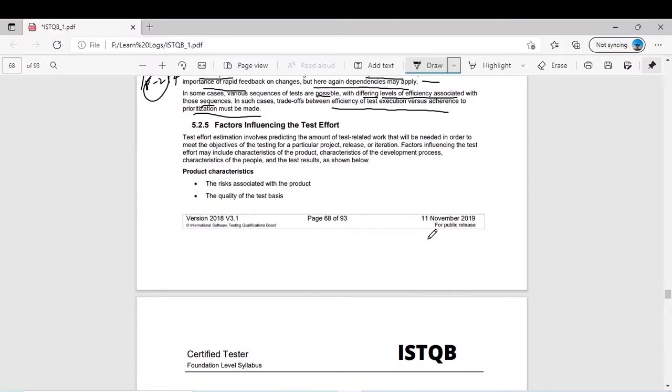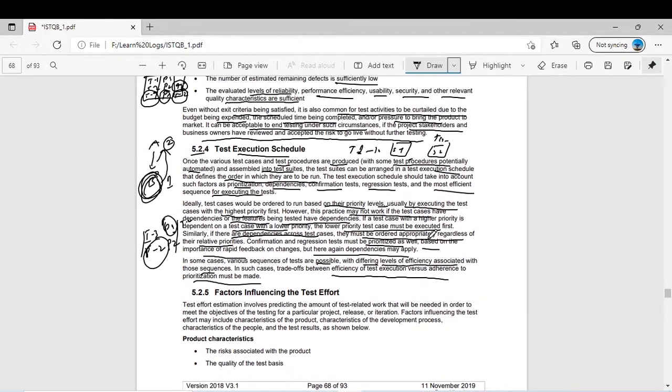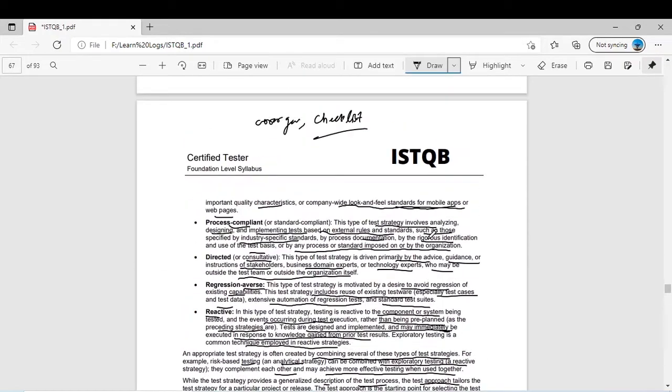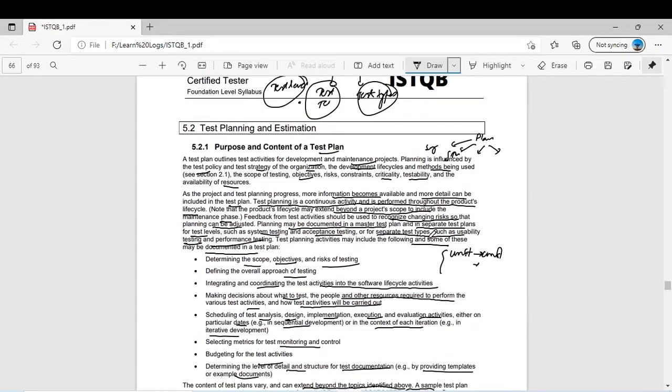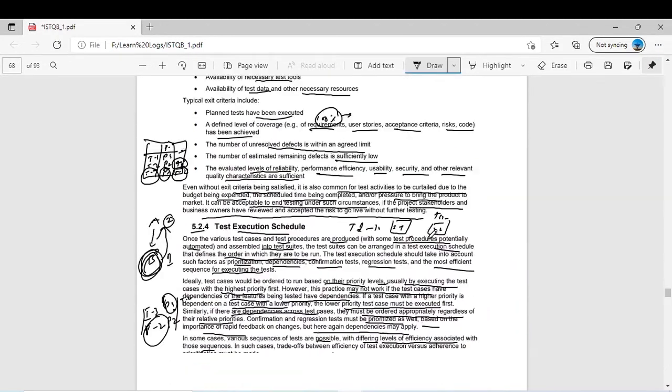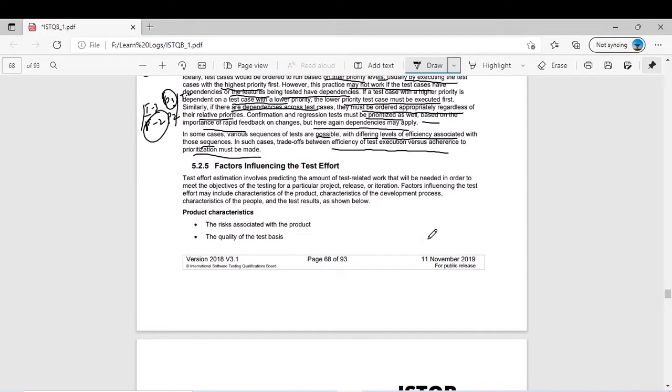As you know, in the last video, we covered up to topic number 5.2.4. We are still in progress with topic 5.2, going into detail about each and every aspect: how you plan for the test, how you estimate for any testing activity. Here, subtopic 5.2.5 is about the factors influencing the test effort.